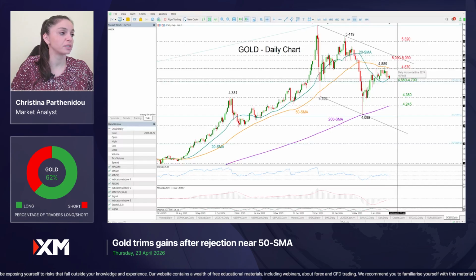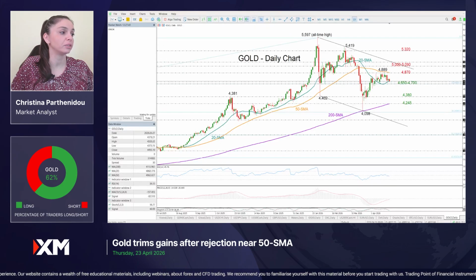Now, in the event of an upside reversal, well, the 50-day moving average could be the first resistance to act near 4,870, and beyond that, of course, the upper band of this bearish channel seen between 5,000 and 5,090 could be a critical break or make point. If the price manages to close above that decisively, then perhaps the rally could extend towards the 5,320, which was a tough obstacle back in March.